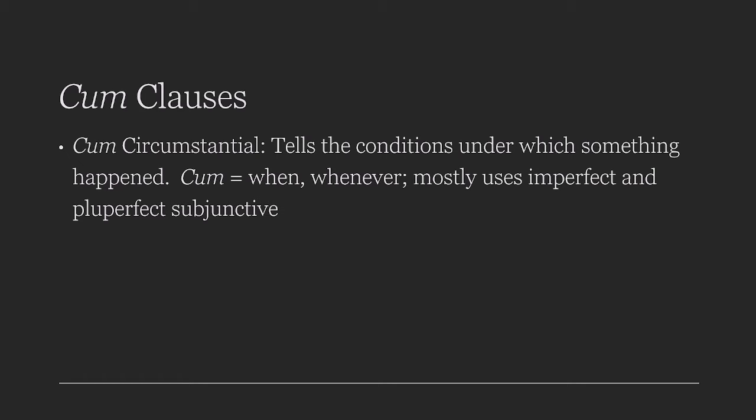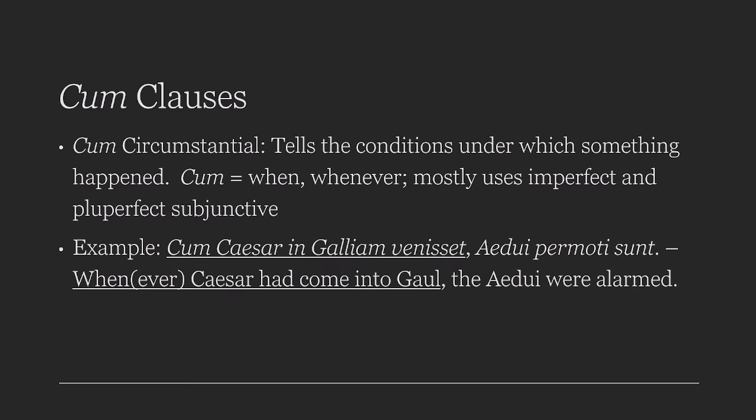The second kind is a cum circumstantial, and it tells the conditions under which something happened. In this case, cum means when or whenever. And when it uses the subjunctive, which is typically the mood it's going to use, it's going to use the imperfect and the pluperfect. You're not going to see cum with a present or perfect subjunctive be a circumstantial clause. So here's the example. Cum Caesar in Galliam venisset, Aedui perterriti sunt. When or whenever Caesar had come into Gaul, the Aedui were alarmed.